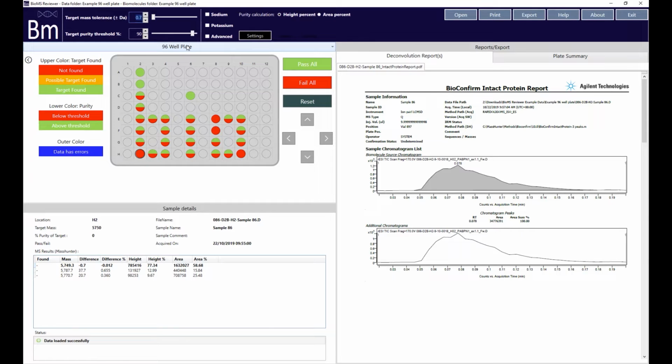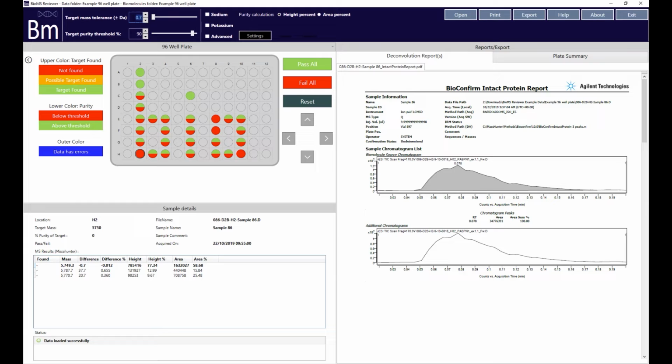The lower half of each circle represents what percentage of the peaks in the MS data can be attributed to the target molecule. BioMS Reviewer adds up the response of all of the peaks in the MS data and calculates what percentage of this response is attributable to the target molecule. A user-defined threshold for this purity calculation, set using the threshold slider in the menu bar, determines whether the lower half of the circle is green, showing that the calculated purity was greater than the threshold, otherwise it is shown as red.